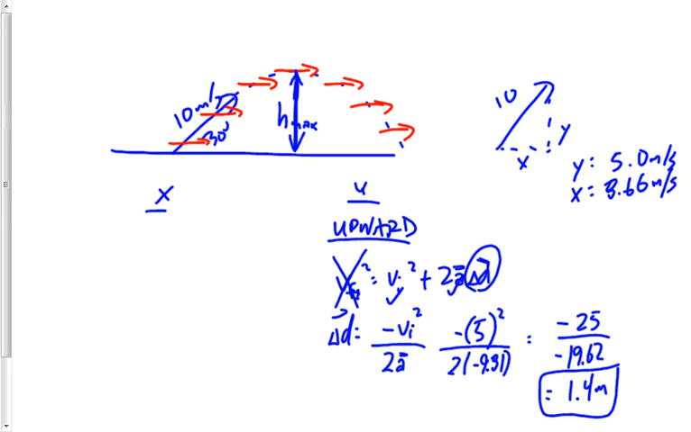1.27. 25 divided by 19.62. Yeah, it would be 1.3 actually. Sorry, I tried to do that in my head and got it off by a little bit here. 1.3 meters. Is that okay, guys? That's not very much of an addition, right?